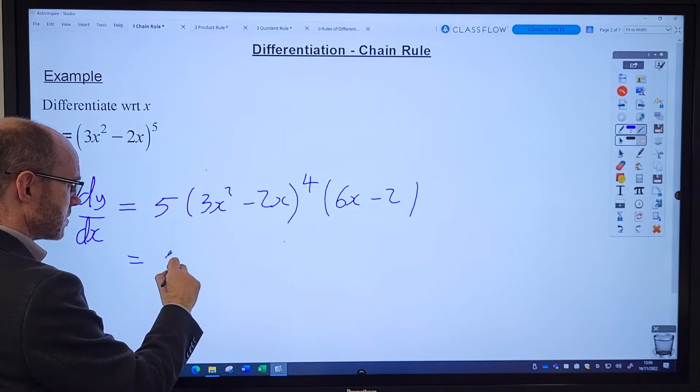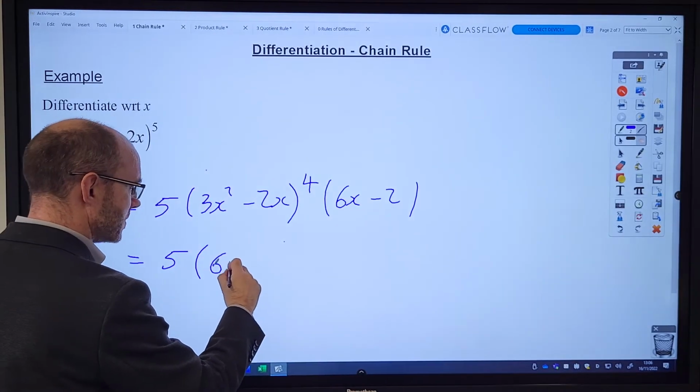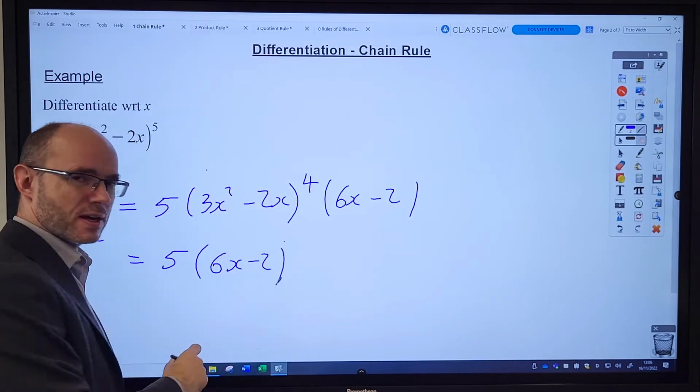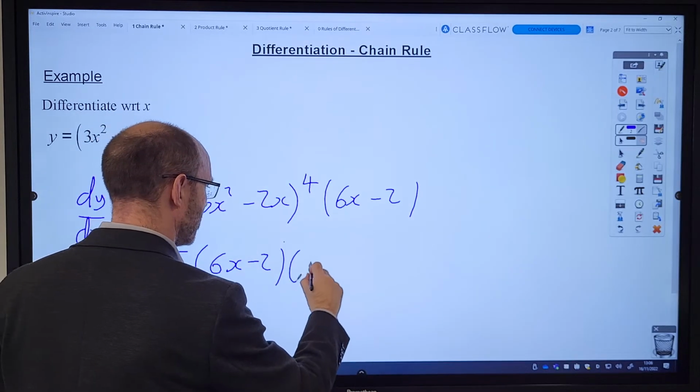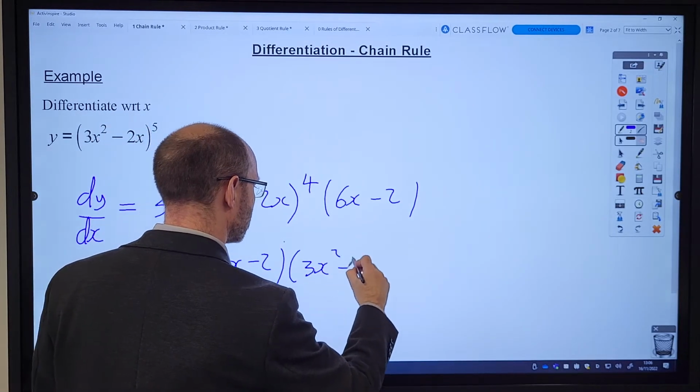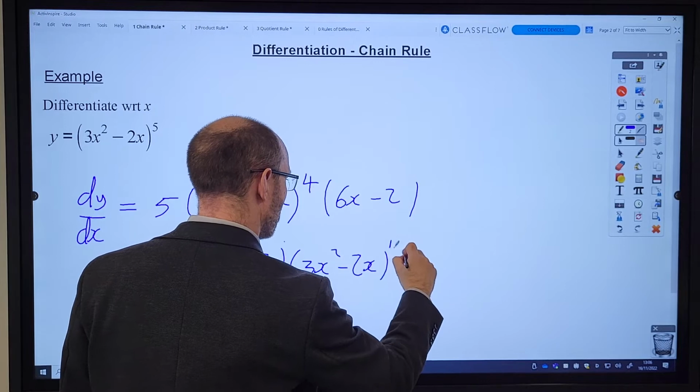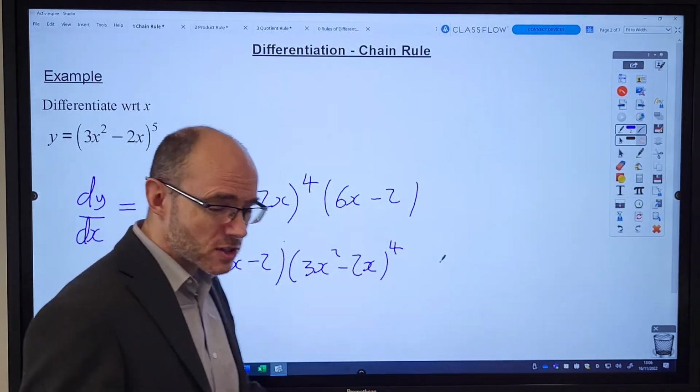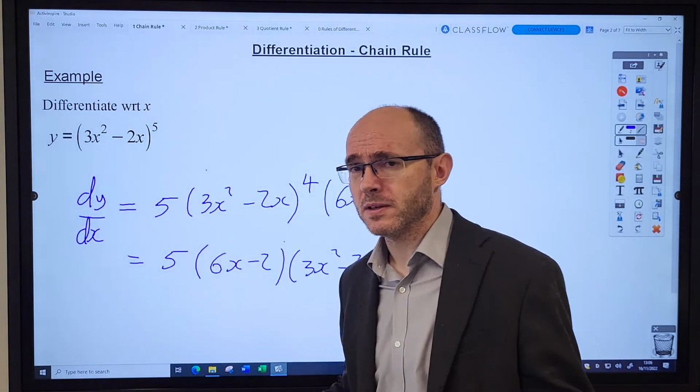So the convention is we put the number first, and then this will be second, simply because it's a lower power, and then this will be next, 3x squared minus 2x to the power of 4. That is it. Okay. There's no need to expand brackets. No need to expand brackets.